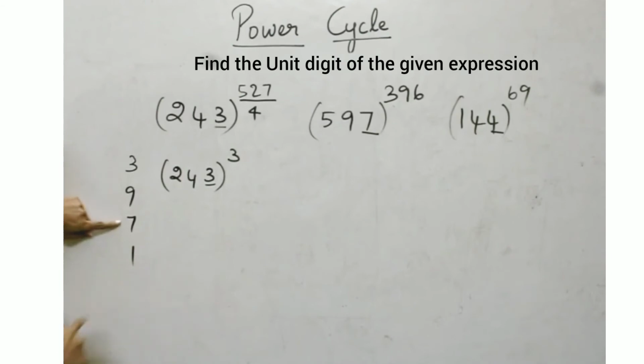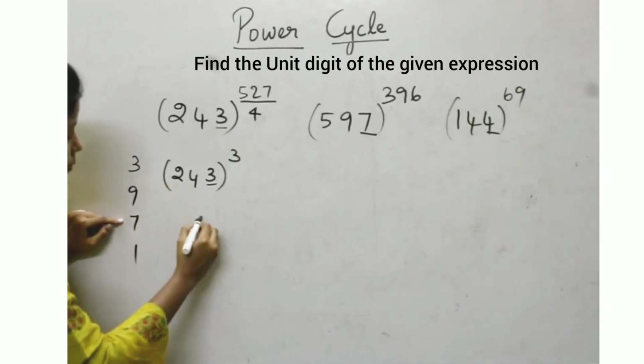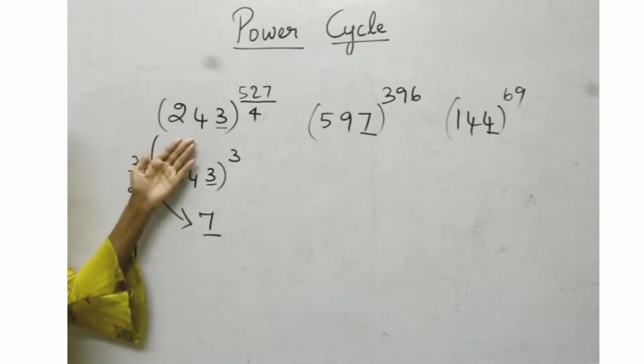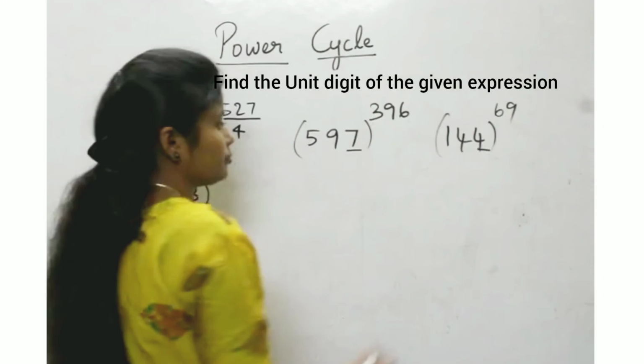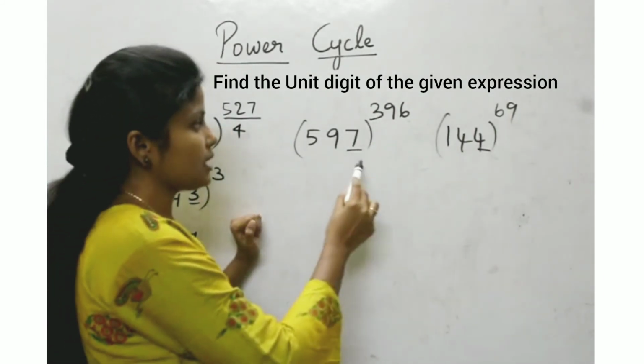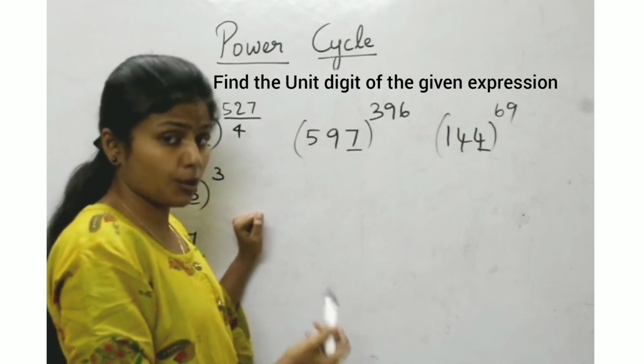So it's pretty simple that 3 power 3's unit digit will be the unit digit of this particular expression. We know that 3 power 3 is 27, where the unit digit is 7. So the unit digit of this particular expression is nothing but 7. Proceeding with the second question, 597 to the power 396, unit digit.